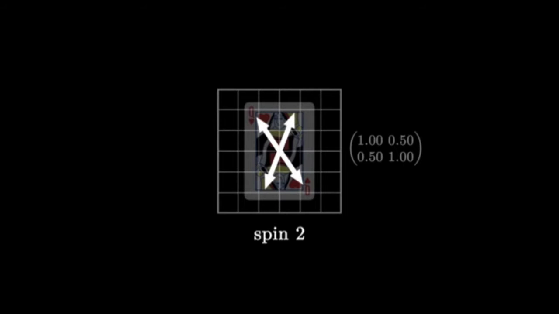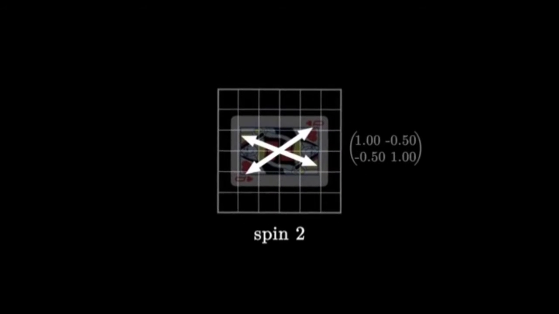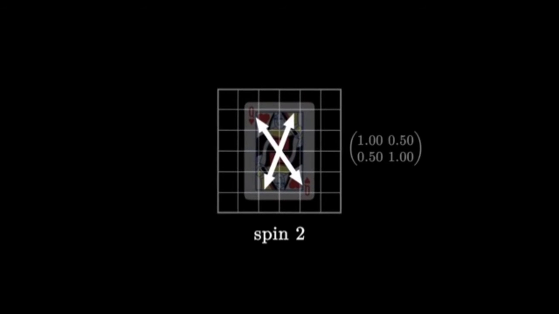Finally, a spin 2 object will usually be modeled by a rank 2 tensor, which can roughly be thought of as a double vector, and which returns to its state after only 180 degrees.